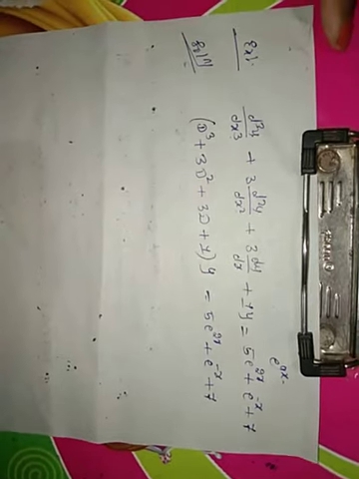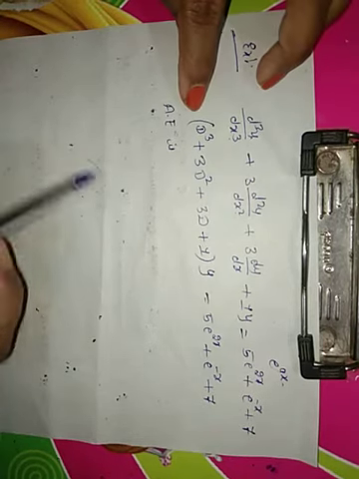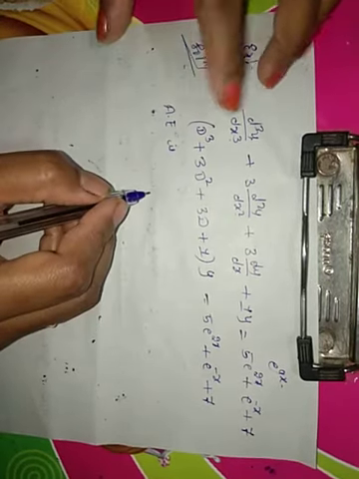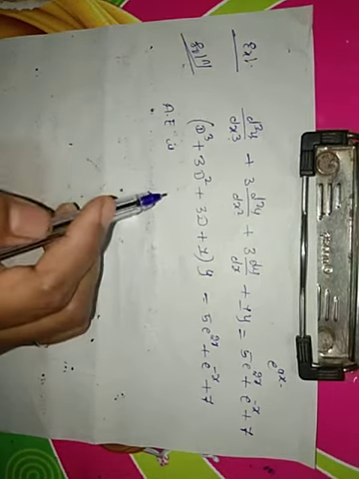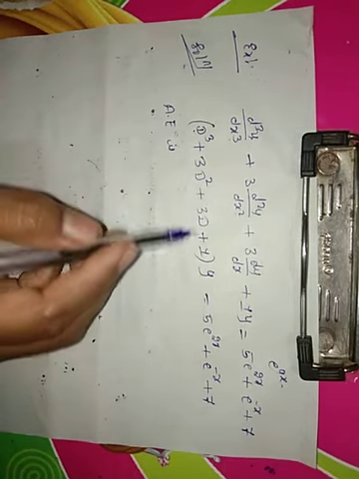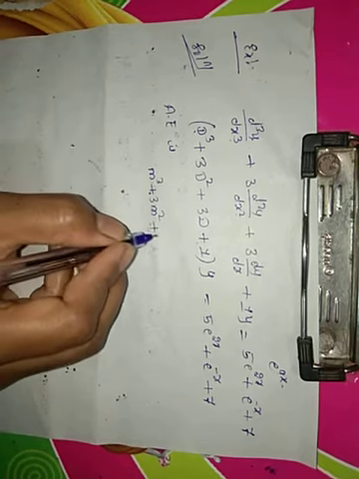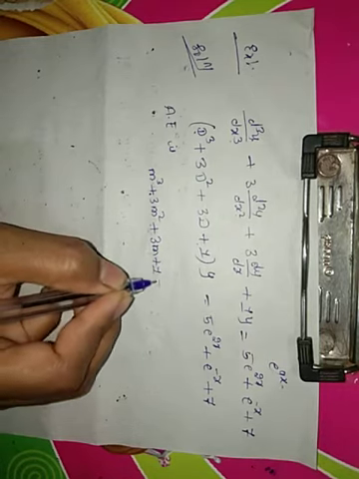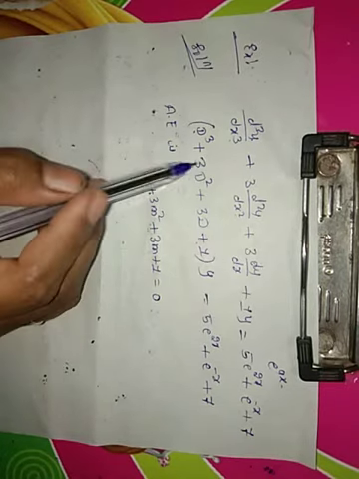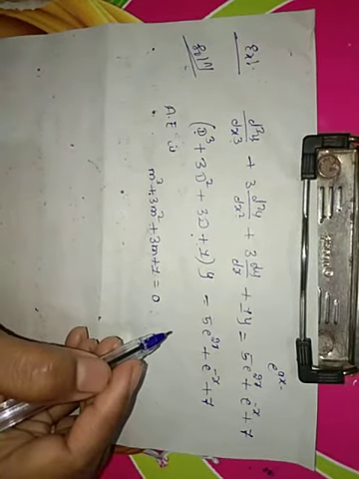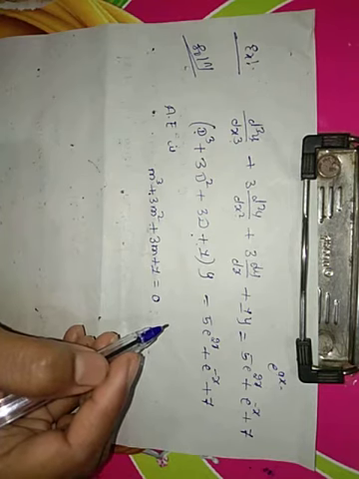Now we have to write down the auxiliary equation. Replace D in f of D to write f of m equal to 0. So I am going to write it as m cube plus 3m square plus 3m plus 1 is equal to 0. That is our auxiliary equation.